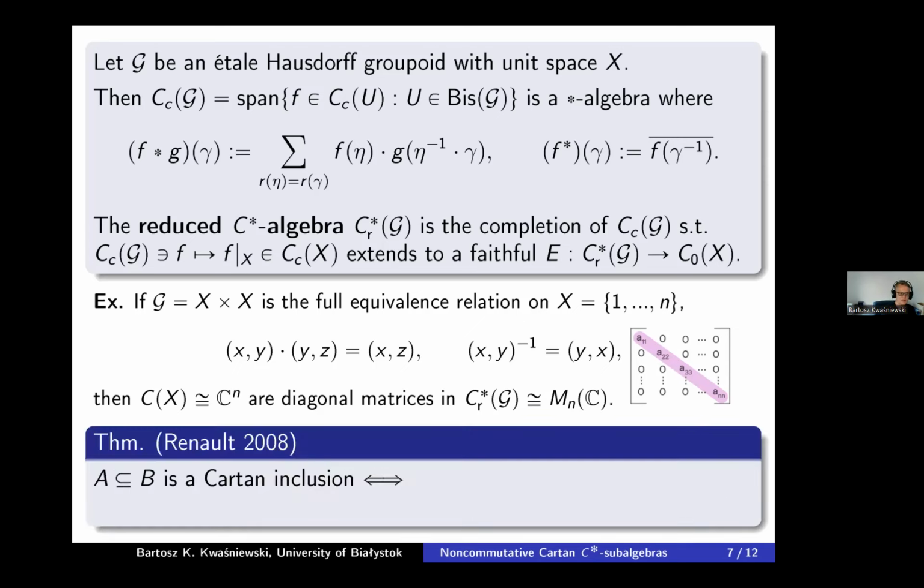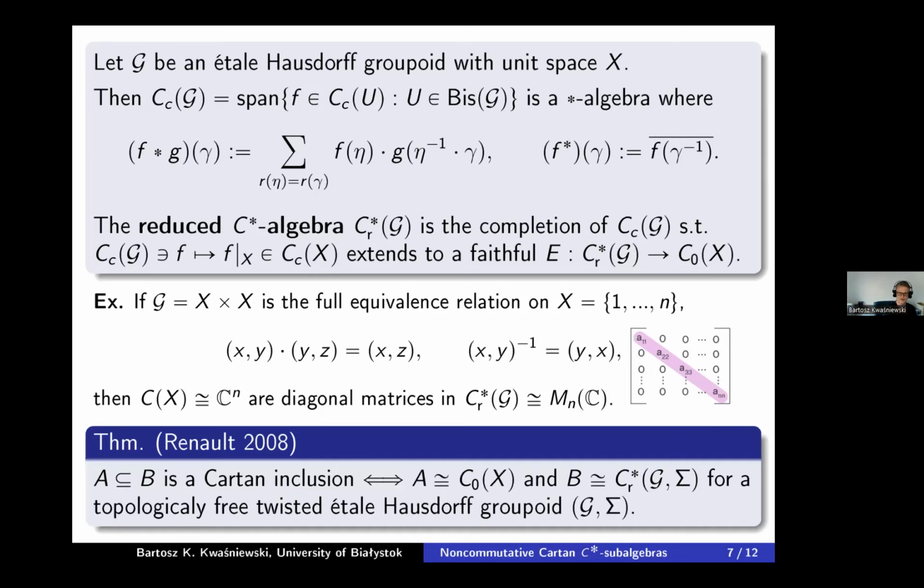So here is the celebrated result of Jean Renault. He characterized these abelian Cartan inclusions: they are in a bijective correspondence with étale groupoids with a twist. So what does it say? The result says that whenever we have a Cartan inclusion, then the small algebra is of course commutative because it is maximal abelian. It is the commutative algebra on the unit space of some étale Hausdorff groupoid, which is topologically free.